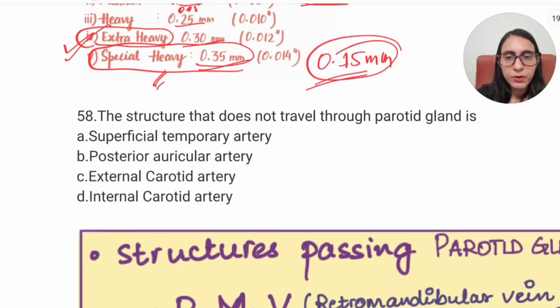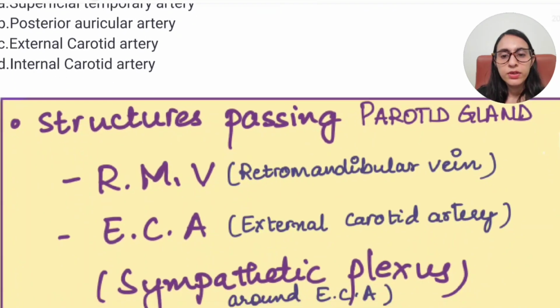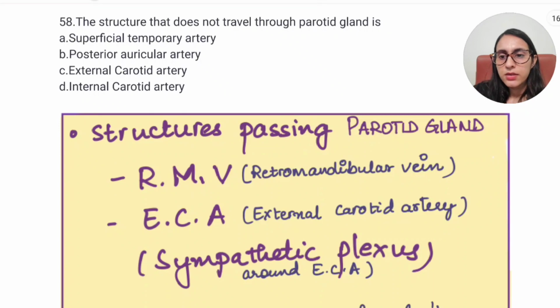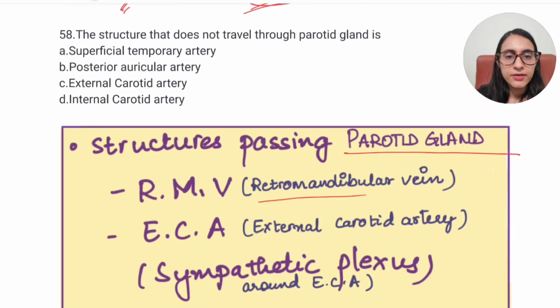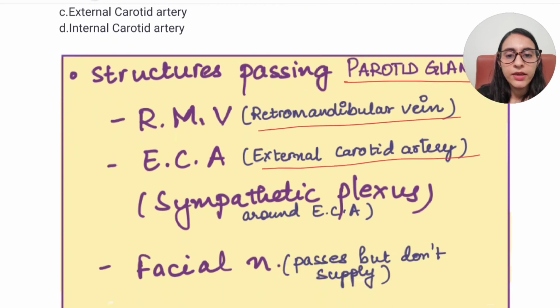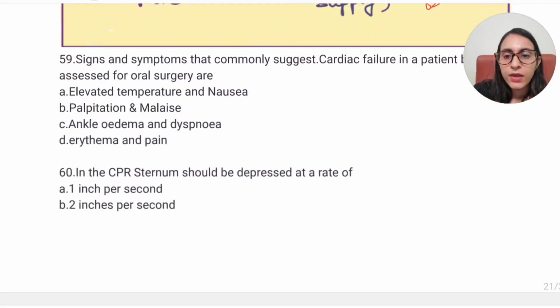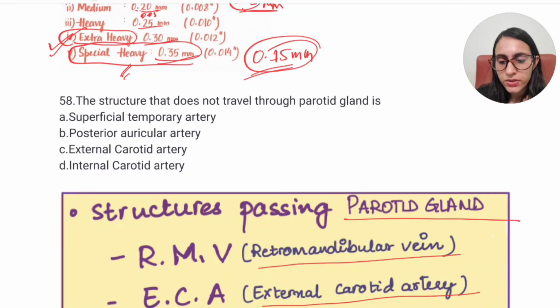The structures that do not travel through the parotid gland is... So the structures that pass through the parotid gland, this is again a slide from the crash course of our anatomy. Structures passing through the parotid gland are the retromandibular vein, external carotid artery, and the sympathetic plexus that is around the external carotid artery, and the facial nerve passes through it but does not supply it, passing through it and giving off 5 branches. So the structure that does not travel through the parotid gland is the internal carotid artery.